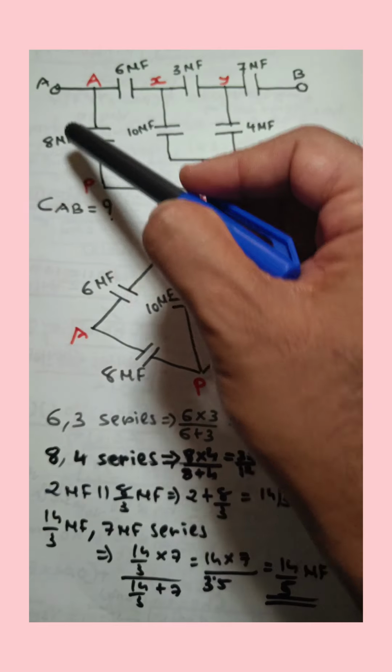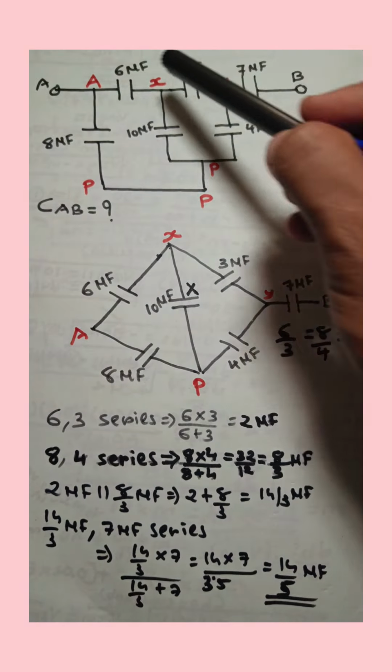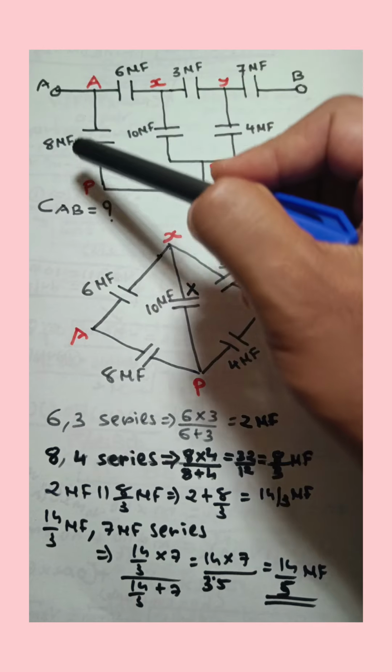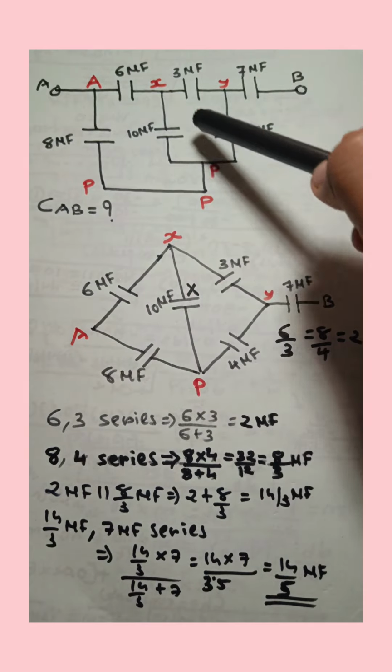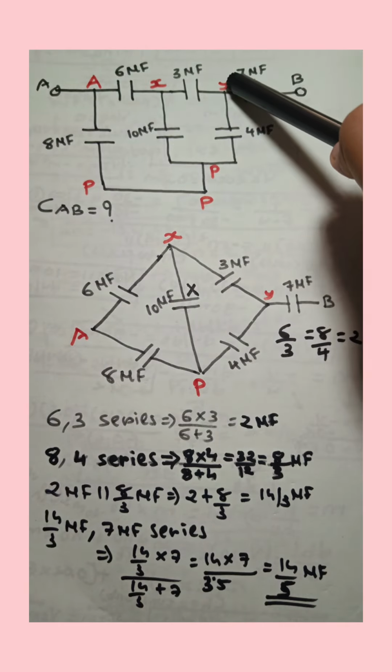Find out equivalent capacitance between point A and B. Potential at this point is A. Suppose potential at these 3 points are P and potential at these 2 points are X and Y.